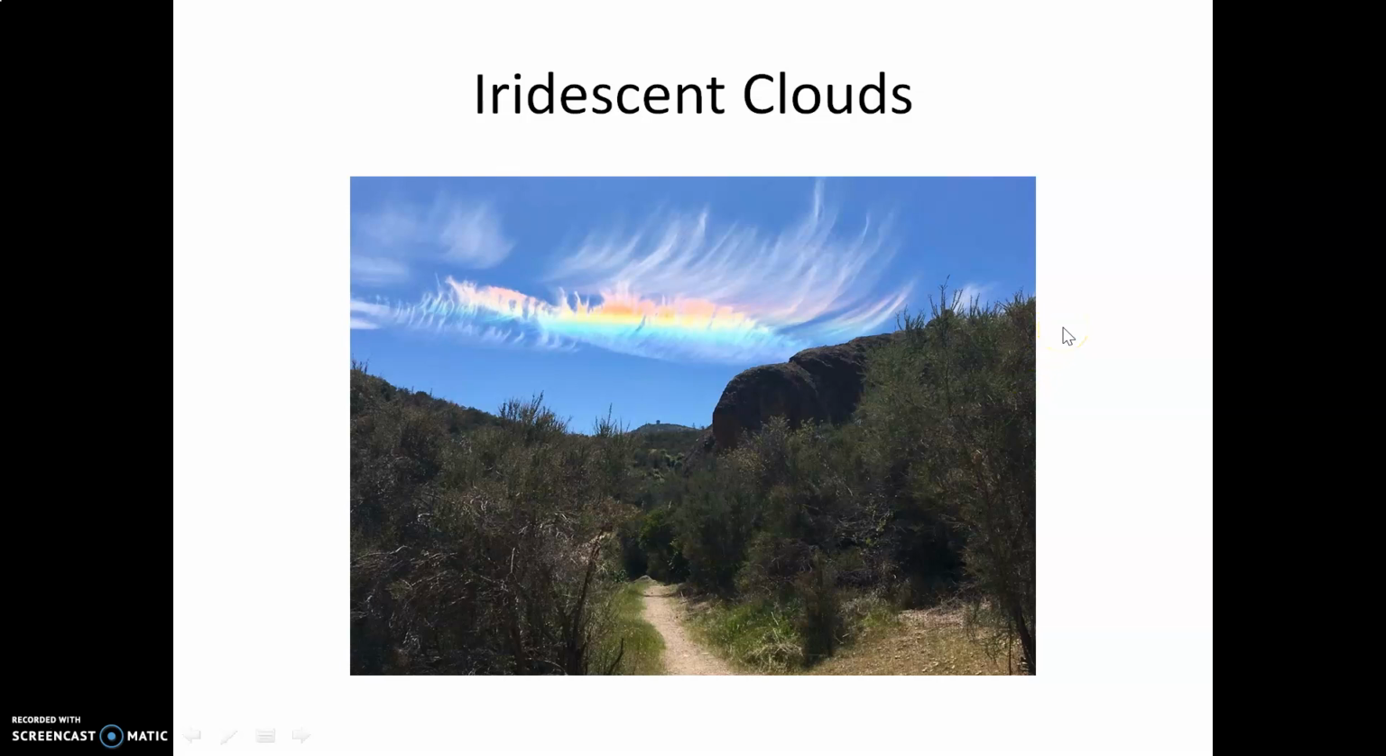Okay, here's a nice picture of what is called an iridescent cloud. Every now and then with really high, thin cirrus clouds, you'll have the dispersion of sunlight into the component colors, resulting then in this phenomenon.